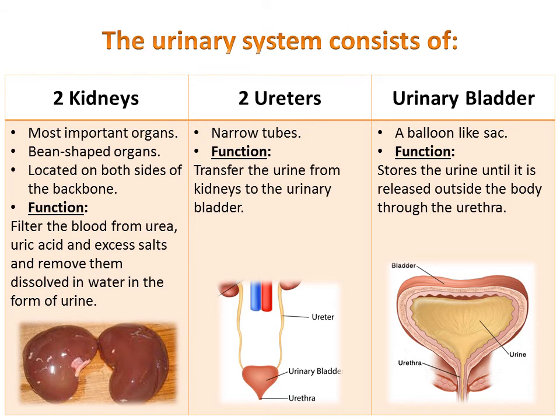But what is the urinary bladder? It's a balloon-like sac. What is its job? Its job is to store the urine inside it until it is released outside the body through the urethra. This is all about the urinary system. And don't forget something that's very important, that the blood carrying wastes enters the kidney through an artery and leaves the kidney clean through a vein. So it enters carrying waste through an artery and leaves the kidney clean through a vein. This is all about the urinary system in details.